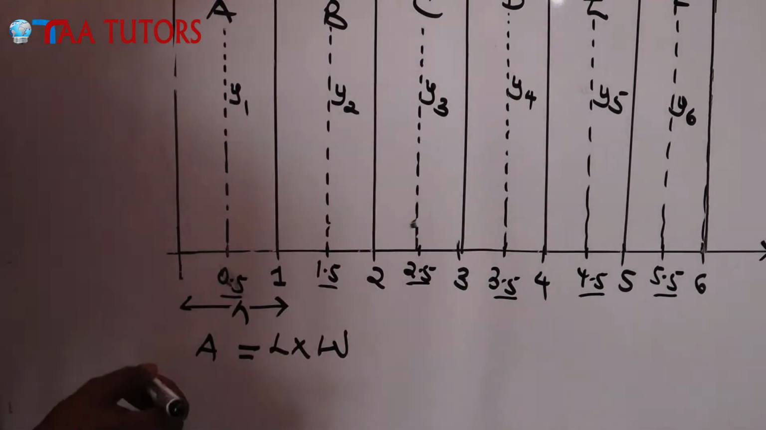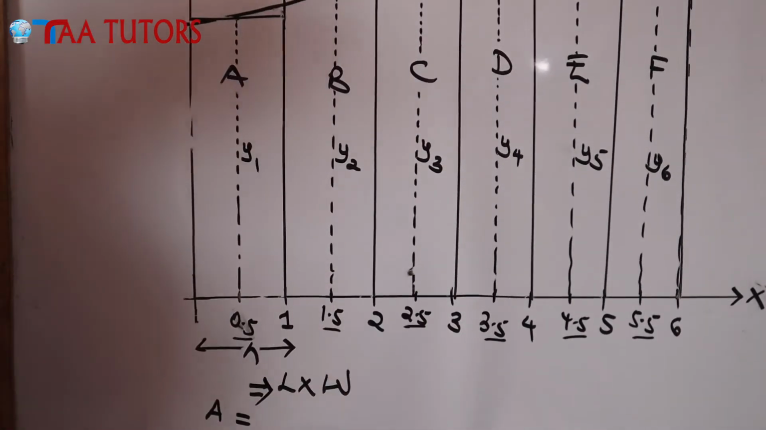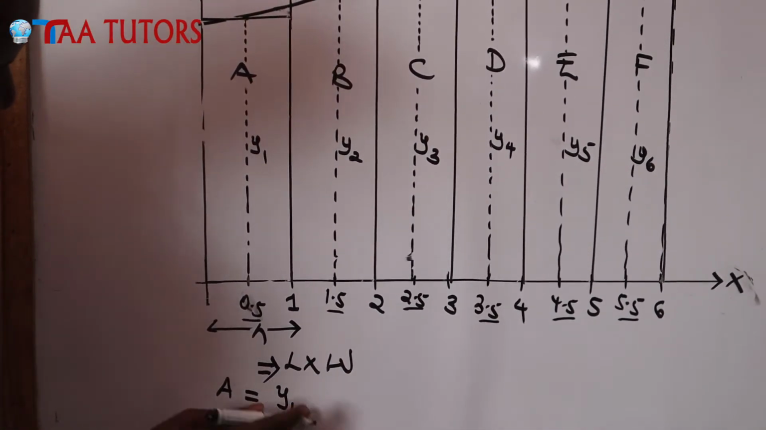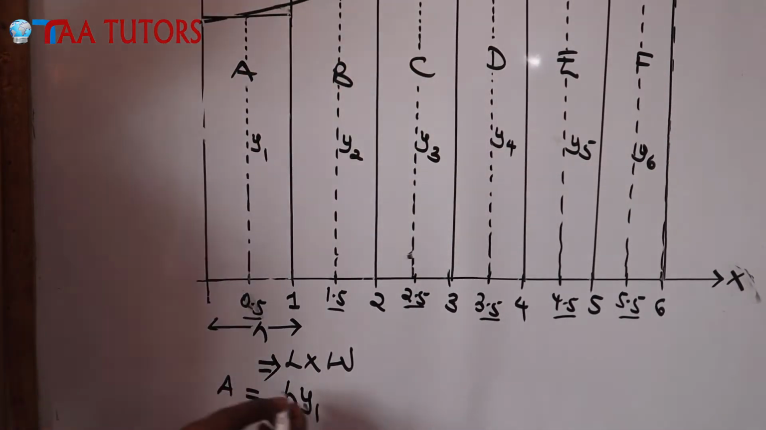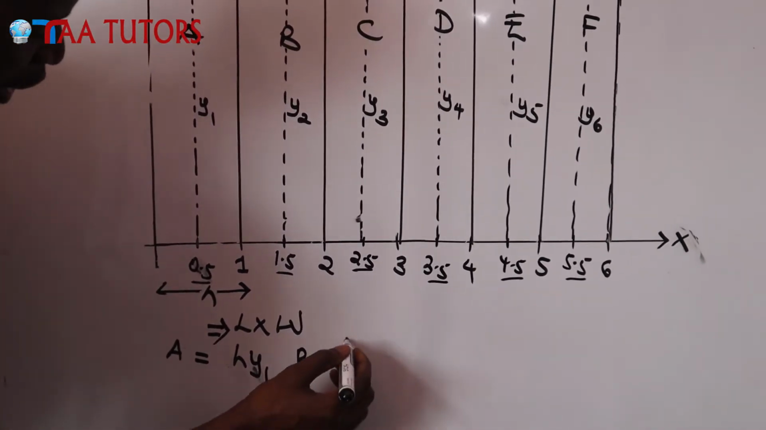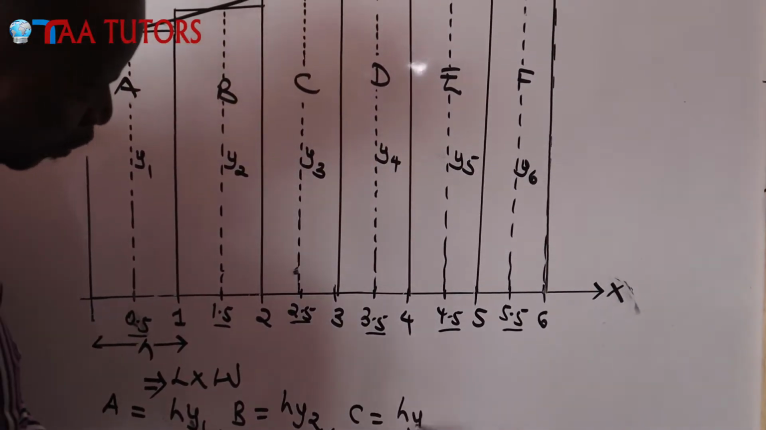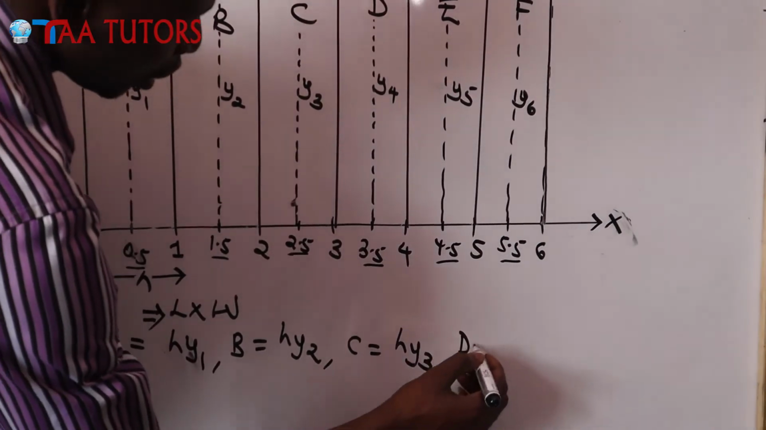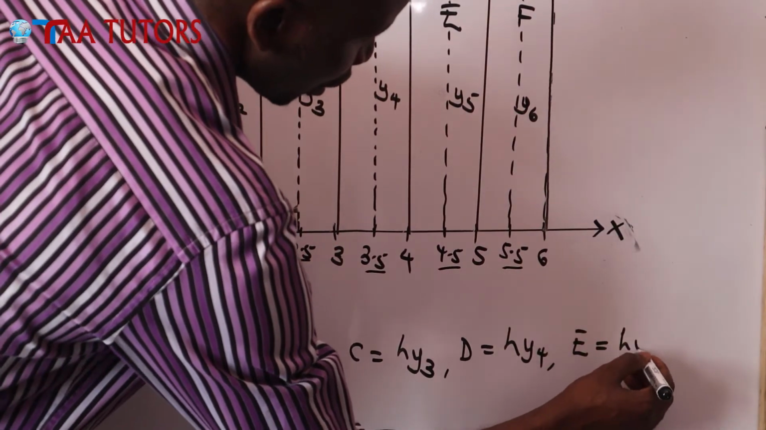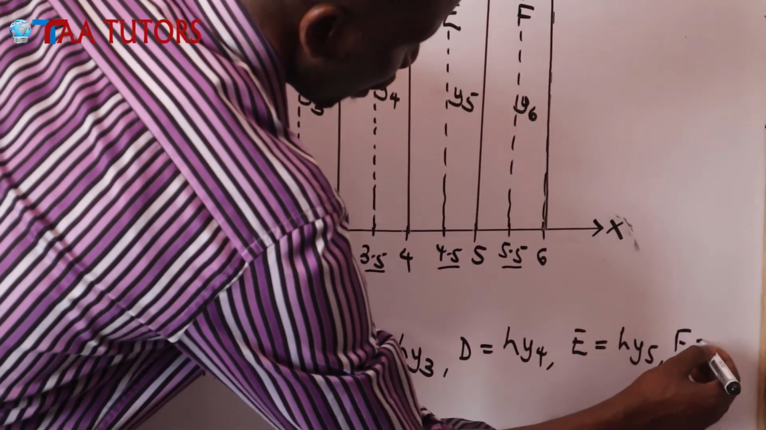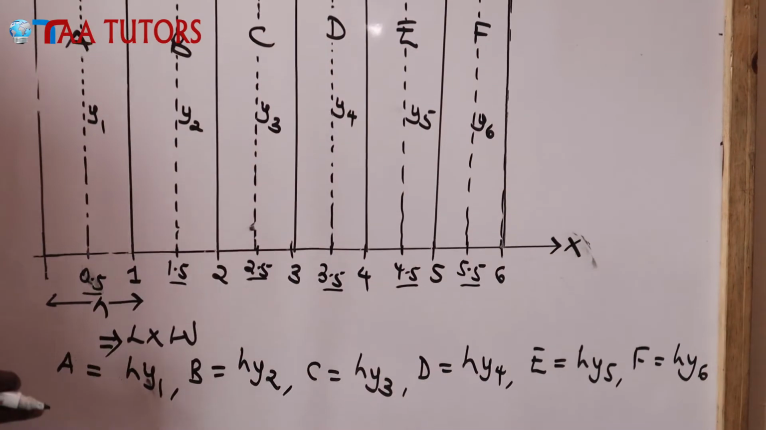And we know that if this is the area, length times width for A, it is h times y1. Let me just write h y1 for A. For B, it is h y2. For C, it is h y3. For D, it is h y4. For E, it is h y5. For F, it is h y6. Those are the areas of each particular ordinate.